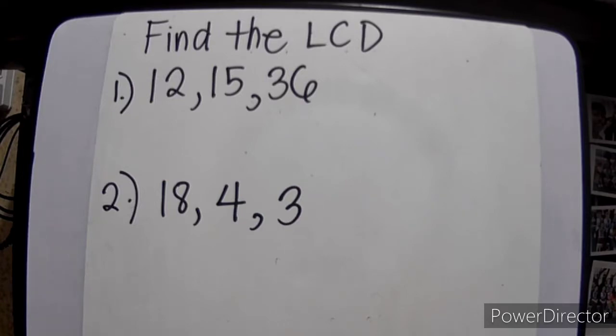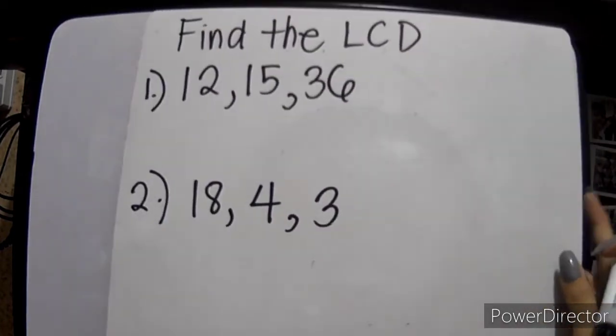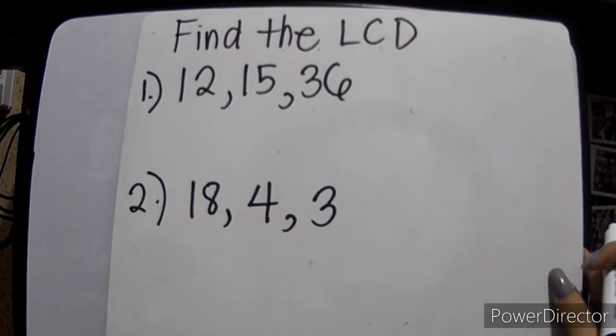kapag kailangan kong maghanap ng greatest common factor, which is madalas tong magkasama, specifically kapag addition, subtraction, and fraction, LCD kapag gagawin mo similar fraction, and then GCF pag maglalowest term na, para lang maging madali para sa akin. So this is how I find the LCD by prime factorization. So I will be writing the prime factors of 12, 15, and 36 dahil yun yung una natin gagawin.